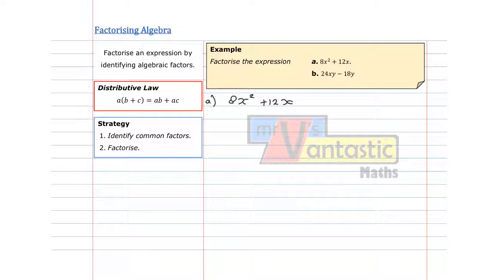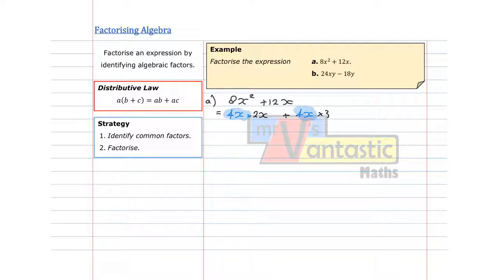If I'm looking at 8x squared, one way that I can make 8x squared is by multiplying 4x by 2x. Right? 4 times 2 is 8, x times x is x squared. And one way that I can make 12x is by multiplying 4x by 3. And so here we now have this common factor of 4x that is in both of them.